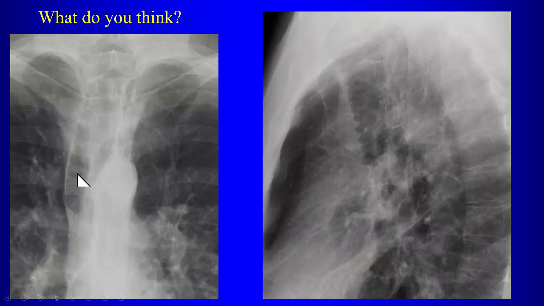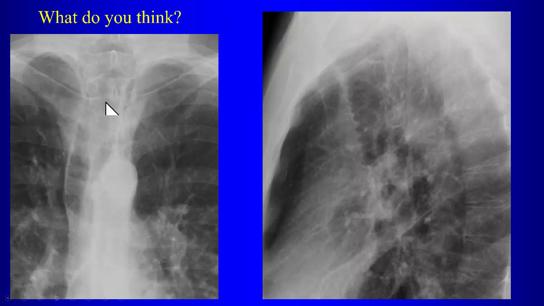Okay. All right, normal or abnormal? Abnormal, good. What's abnormal? Trachea. Yeah, so what's wrong with the trachea? It's big, right? What do we call this? Mounier-Kuhn syndrome, or congenital tracheobronchomegaly.